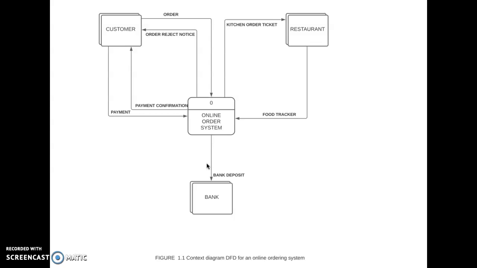A context diagram is a top-level view of an information system. It shows the system's boundaries and scope. The single process symbol in the center of the context diagram represents the entire system. The symbol is identified as process 0.